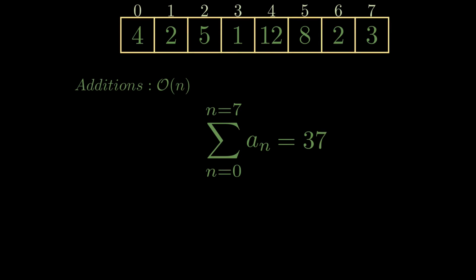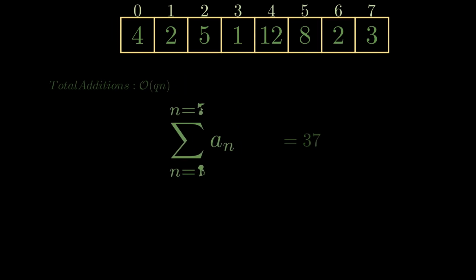And if we needed to answer Q such queries, the total number of additions would be of order O of Q times n, because we require O of n per query and we will have Q queries. So this first approach is not efficient at all. Let's try to find something better.